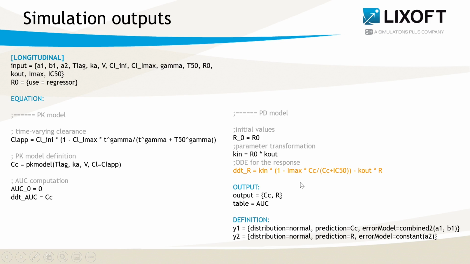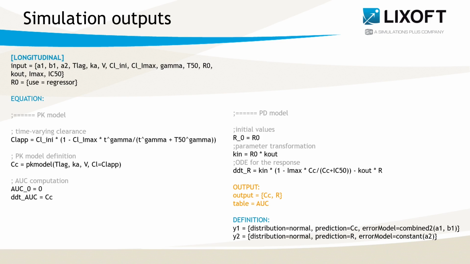You may notice that the structural model must include a section output with a list of output variables and optionally a list of table variables. In this case, the list of model outputs is CC, the predicted concentration, and R, the predicted response. This section is mandatory for coherence with the other applications of the Monolix suite, in particular Monolix, which automatically maps the output list to the observed data, and which outputs the predictions for the variables in table.